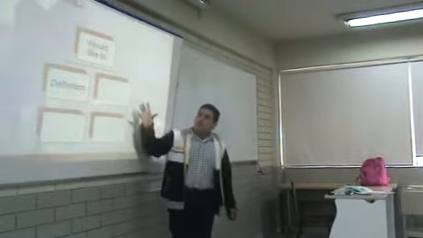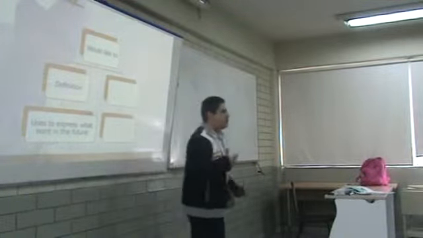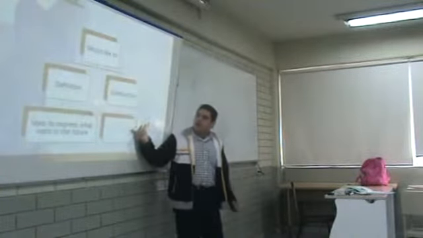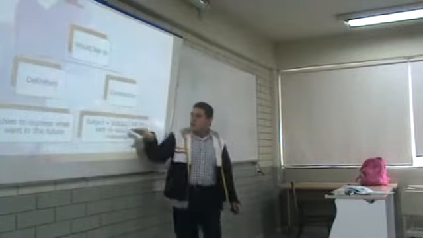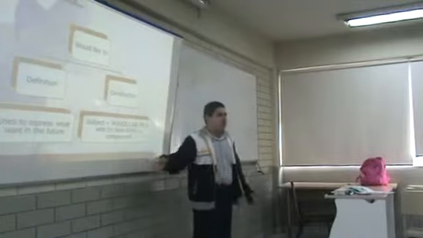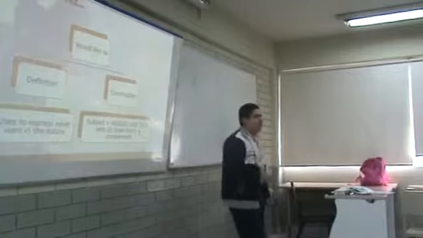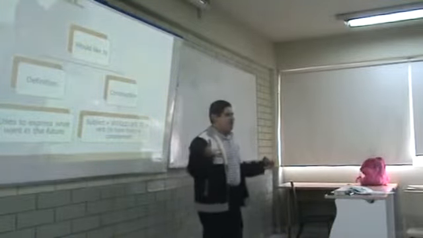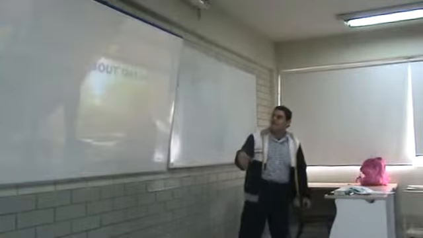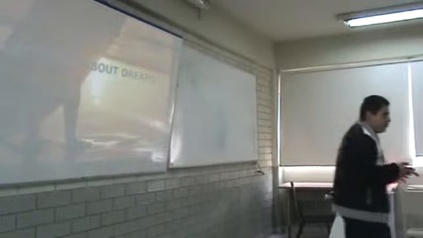Okay, well, would like is used to express what you want in the future, or wishes, or maybe probability. Also, the construction of would like is subject, would like to, base form of the verb, and complement. For example, she would like to dance in the school. Okay, now, in the book.